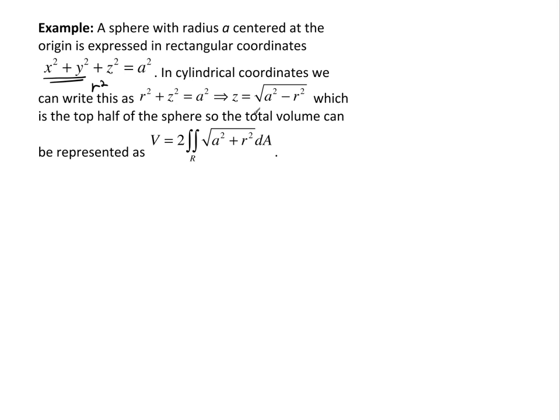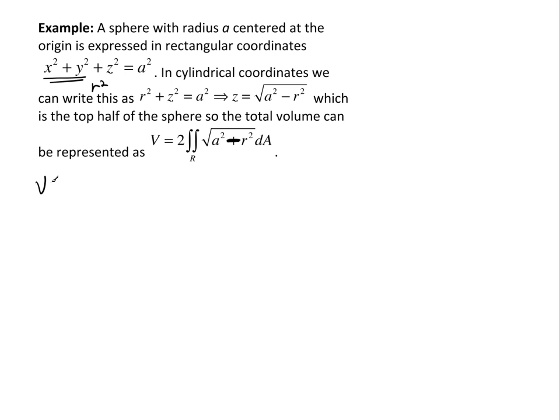So the surface I can represent in polar coordinates as z equals the square root of a squared minus r squared, which is the top half of a sphere. So the total volume I can write as V equals twice the integral over the appropriate region of the square root of a squared minus r squared dA. So let's go ahead and do this integral.